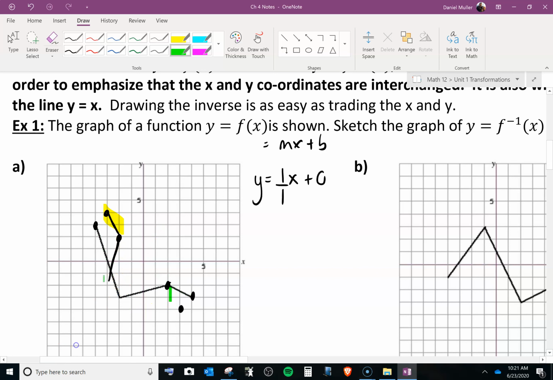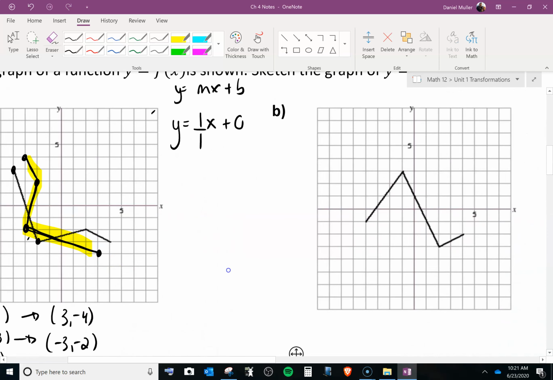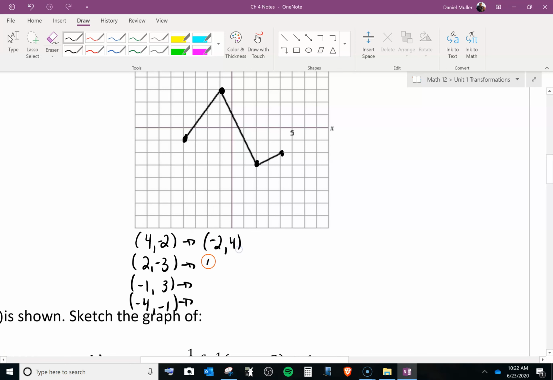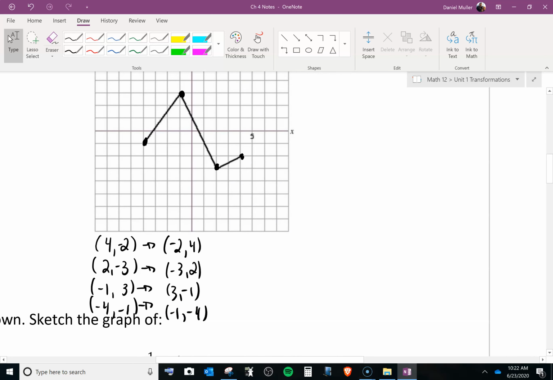But I'm going to erase that because I don't necessarily need that. Great, now I just erased all my points. So let's just do another one here. It's very straightforward. You start by writing your 4 points. And then we can take these points and swap the x and y. So first write the negative 2, then the 4. Negative 3, then the 2. 3, then the negative 1. And negative 1, then the negative 4. So those are our inverted points, the points where we've swapped the x and the y.